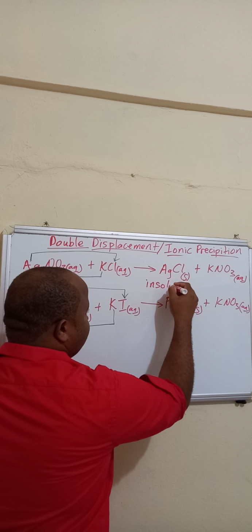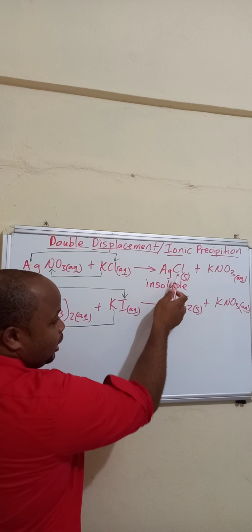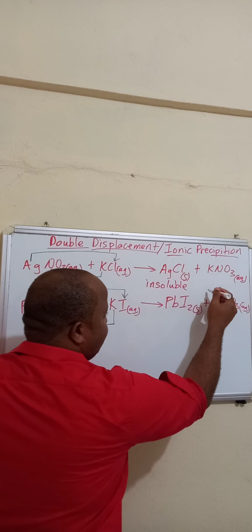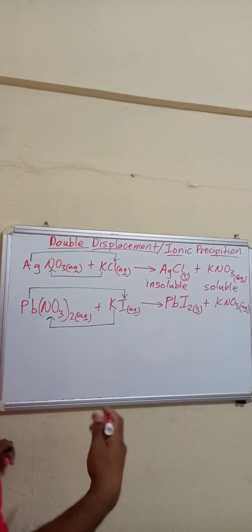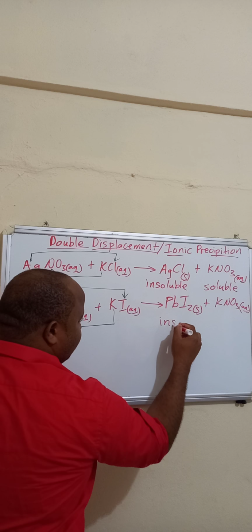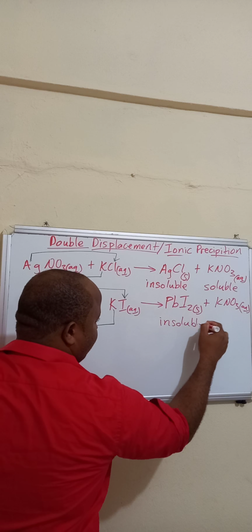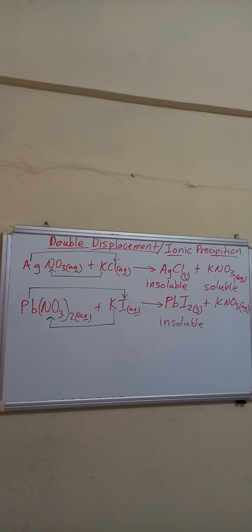So silver chloride is insoluble, that is why you get the precipitate, a solid. And the potassium nitrate is soluble, so it stayed as a solution. Lead iodide is insoluble, that is why you get it being a solid. Alright?